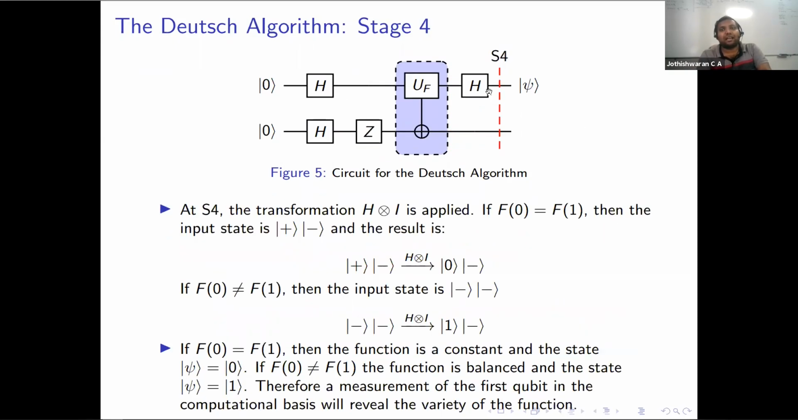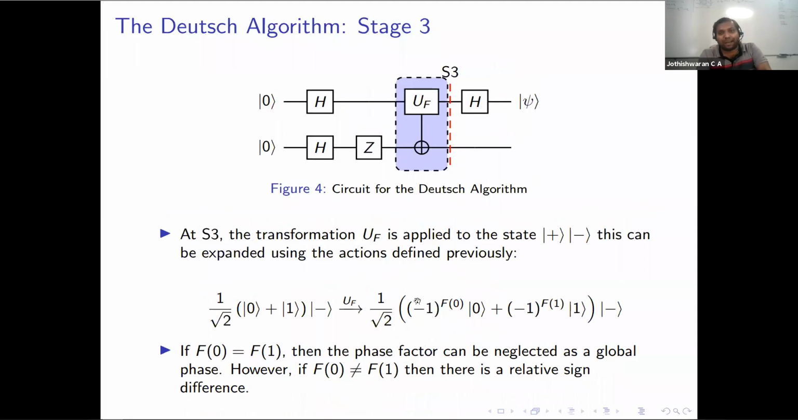So finally, we apply a Hadamard transformation on the first qubit. The transformation that is applied is H tensor I. Now, note here that this is (-1)^f0 plus (-1)^f1. If f0 is equal to f1, then it is minus |0> minus |1>. I can pull the minus out entirely and get rid of it. And I will see that the resultant state when f0 is equal to f1.